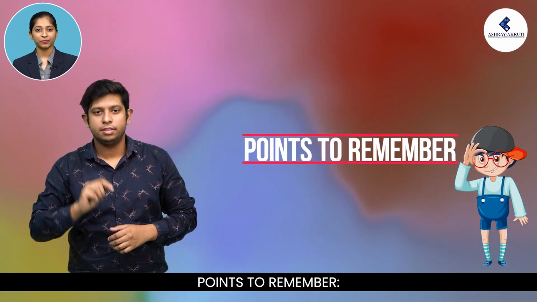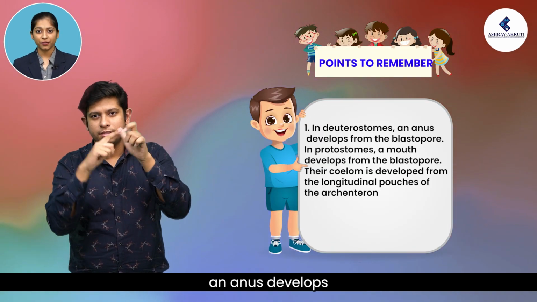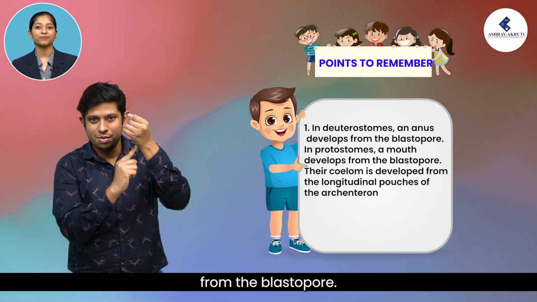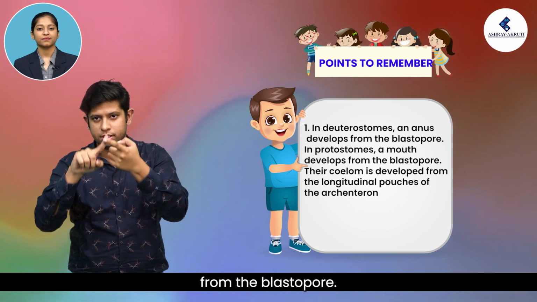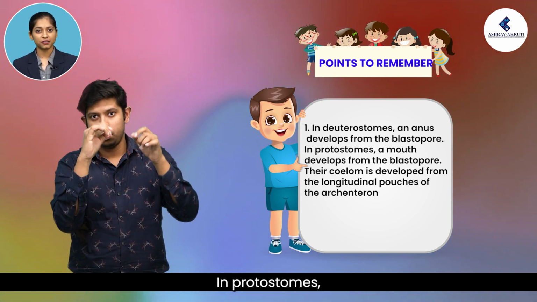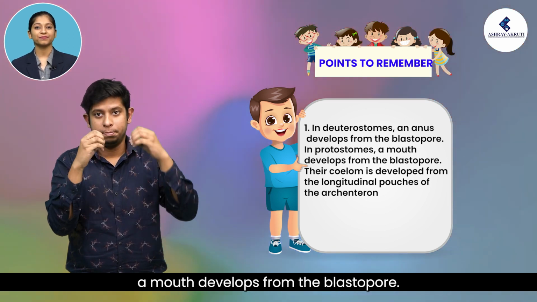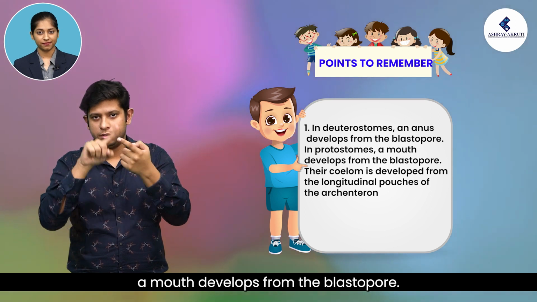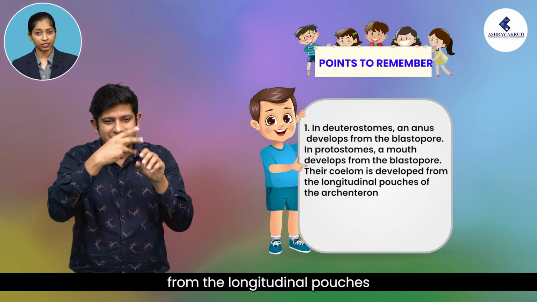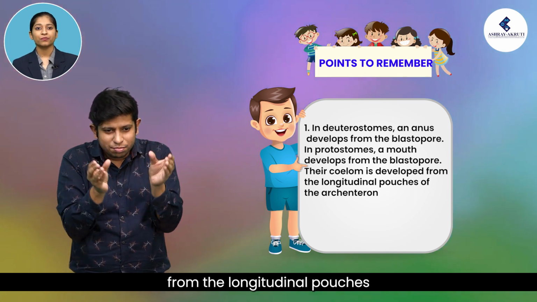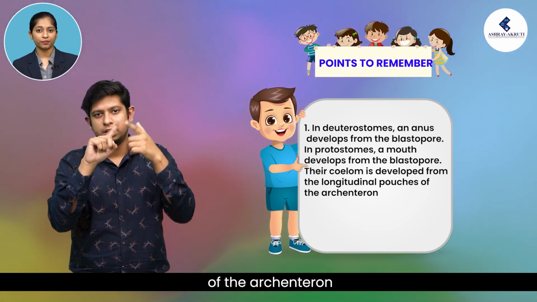Points to remember. In deuterostomes, an anus develops from the blastopore. In protostomes, a mouth develops from the blastopore. Their coelom is developed from the longitudinal pouches of the archenteron.